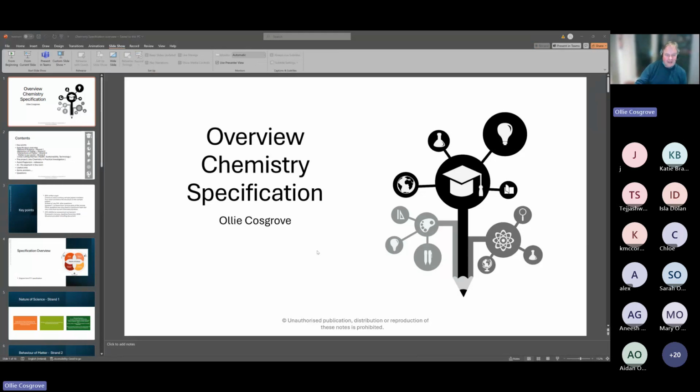Okay, so what we're looking at this evening are a few key points about the course in general, and then we're talking about the specification, the various different strands, and the cross-cutting themes, and we will talk about each strand in turn. I suppose the big wolf in the room is the project, the chemistry and practice investigation, which is worth 40%.